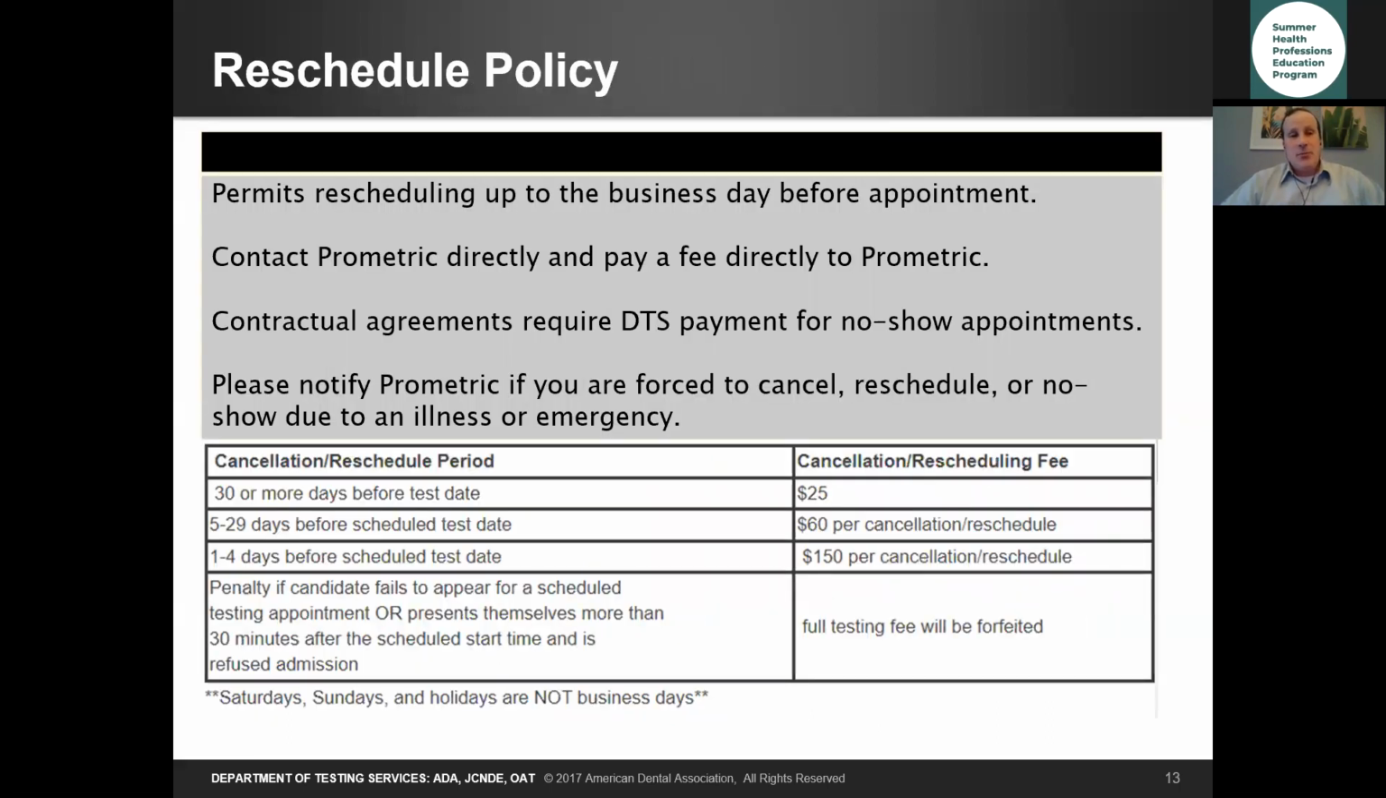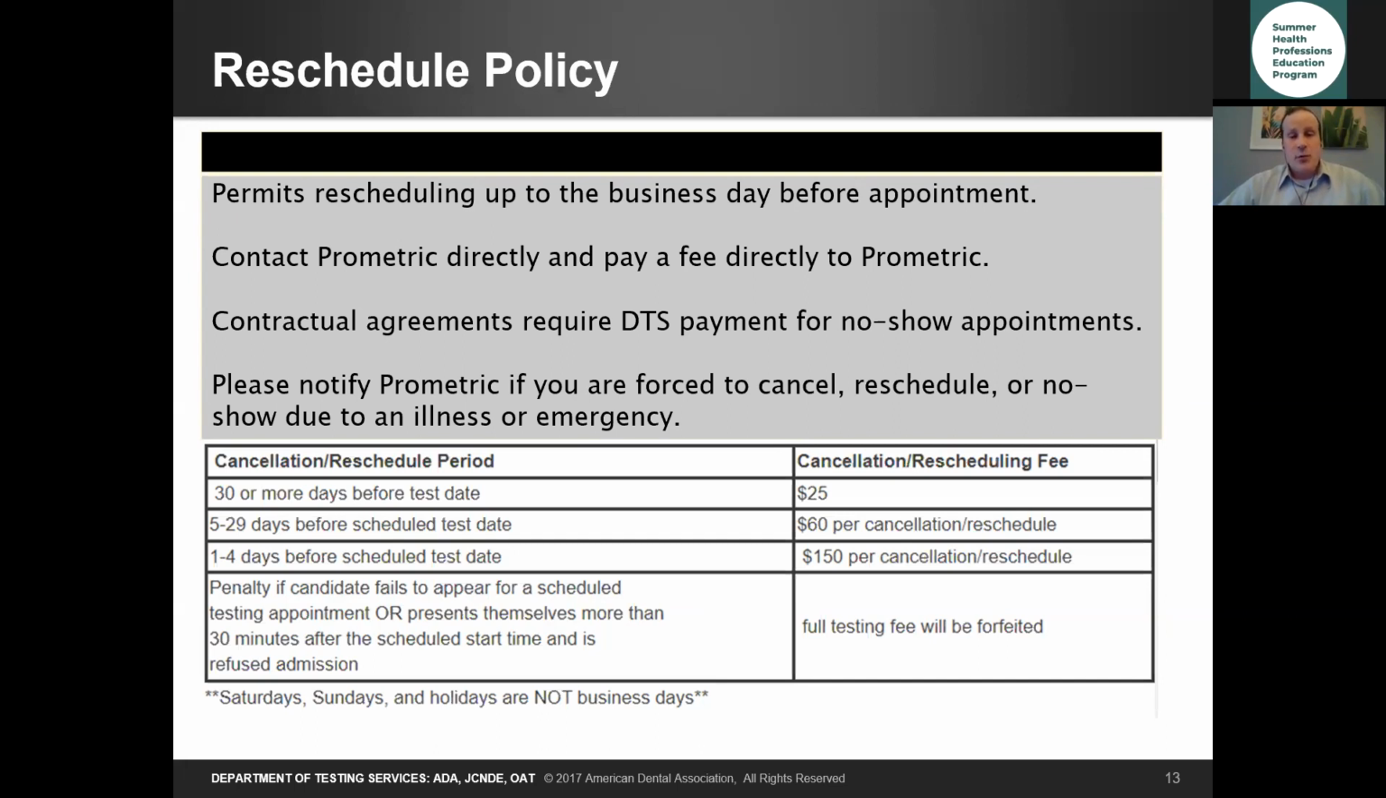When you set your appointment, you are allowed to reschedule that appointment. Obviously, you're not locked in to the date you picked for the whole time. You would contact Prometric directly. We at the Department of Testing Services do not do any canceling or rescheduling. We cannot help with that, but Prometric does that. Not the test center itself. You can't reschedule by contacting the local number for the test center where you're taking the test. It can be done through the Prometric website or through their 800 number.